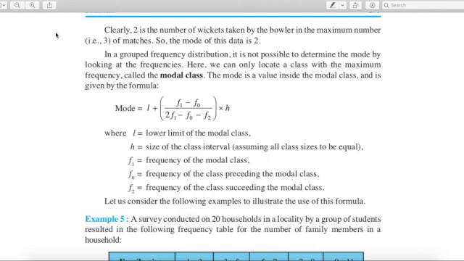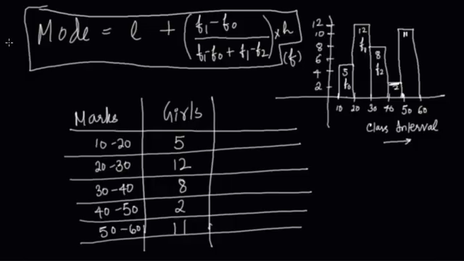So essentially, what I'm talking about here is the formula for mode in statistics, which is L plus something into H. Now this is a very complex formula to remember and get confused by. So let's make our life simpler and try to understand the derivation of this formula and where it comes from, so that we remember it faster.